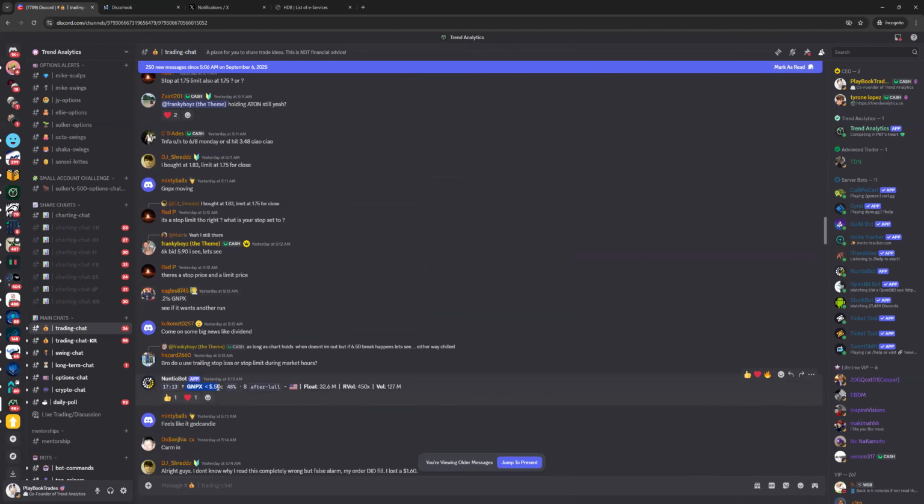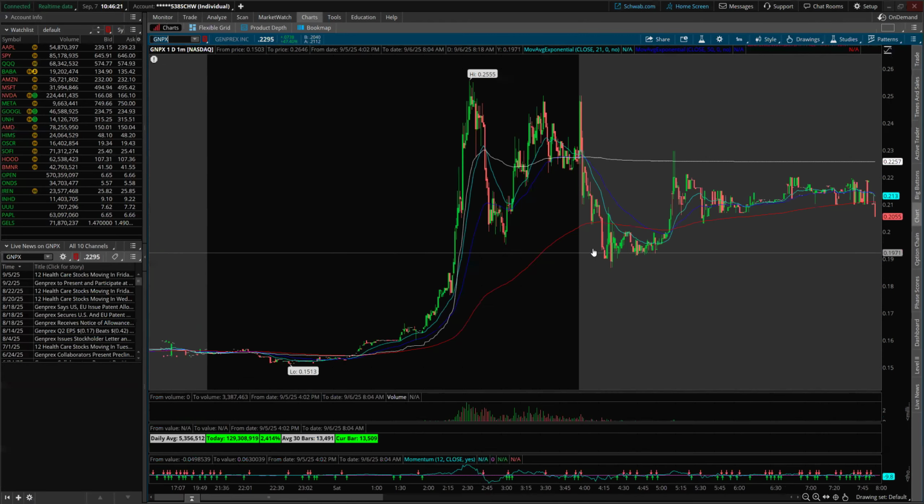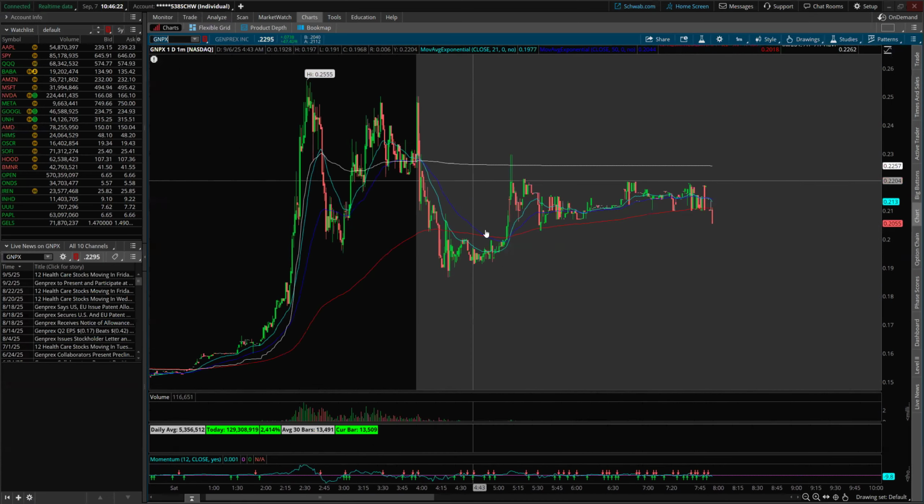So GMPX, right? You see, these are very expensive stocks. I would not touch it. Even though yes, sometimes they do go, and sometimes they do actually go, but I don't ever touch them. So these are some of the things that I look at first.